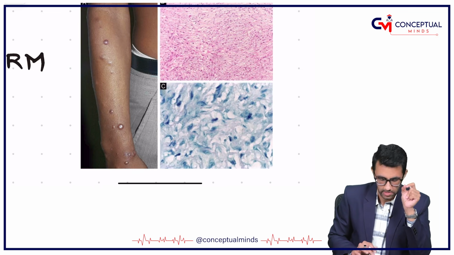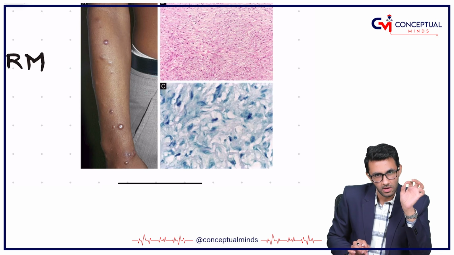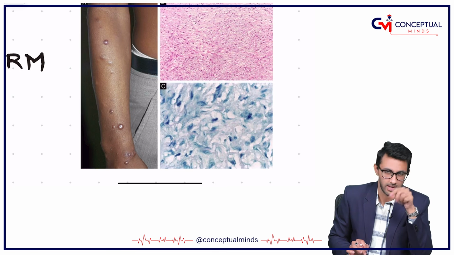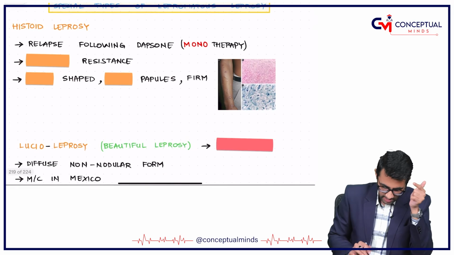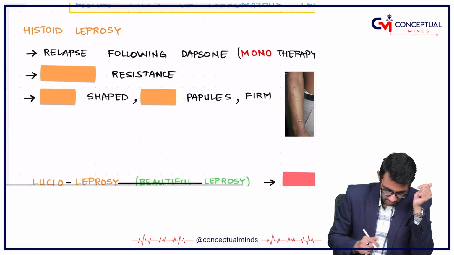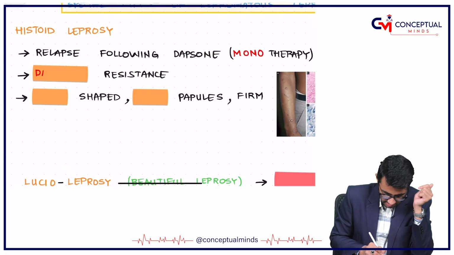We'll make our notes as well, but you just see the image. In the whole of the 5 types of leprosy we did, from the determinant to the indeterminate, did we see something like this? No, right? This is a very classical condition seen in a relapse condition. So you should know this. And it could also be because of dapsone resistance.